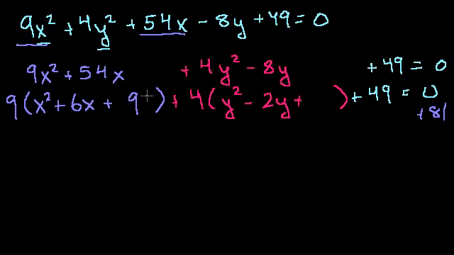This is the same thing, just to make that clear, as if I had a plus 81 right here. Plus 81, and of course I would have had to add plus 81 up here. Now let's go to the y terms. You take half of this coefficient. It's a minus 2. Half of that is minus 1. You square it, you get plus 1.